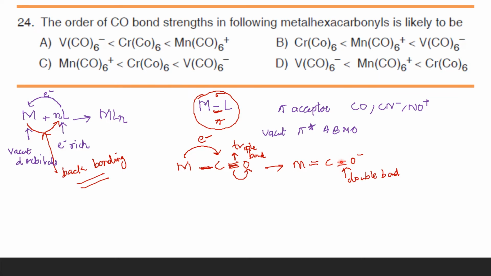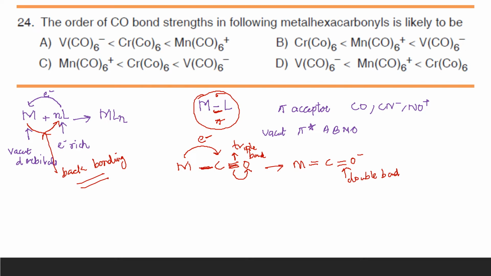So both the phenomena are a type of synergy. They are having a synergetic effect on each other. So when back bonding is taking place, the metal ligand bond strength increases because that is converted from a single bond to a double bond. But the CO bond strength is found to decrease because that is converted from a triple bond to a double bond.